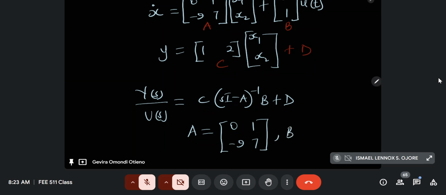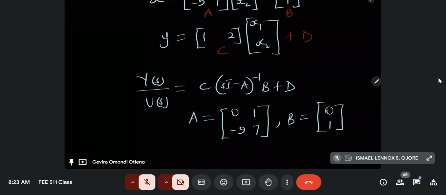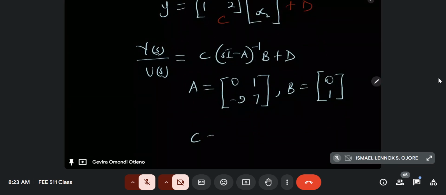B equals 0, 1. C equals 1, 2, and D is 0, okay? Because we don't have it there. So now we move on to substituting this into our equation.